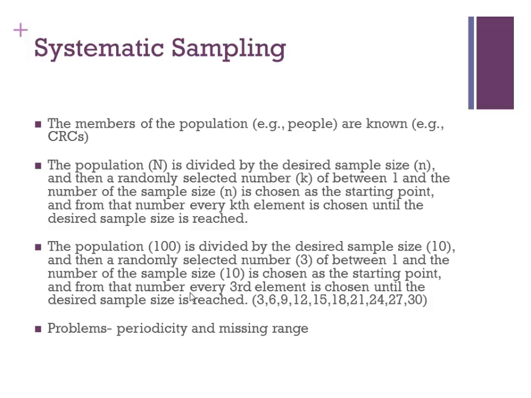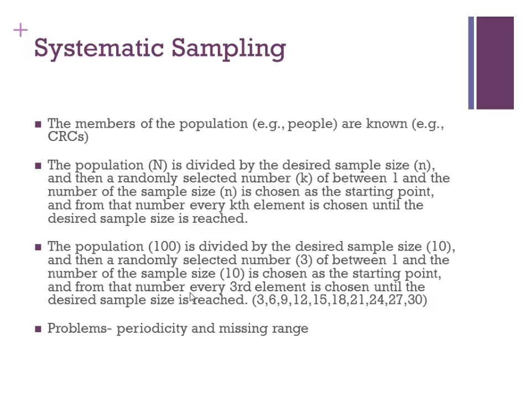I would line up all the names of the CRCs in Kentucky, or if I have a number for each of them, I would line up those numbers from 1 to 100. And beginning with number 3, because that's the random number that we selected, I would take the third person, and then I would take every third person until I had selected my sample of 10 people. So the sample would be number 3, number 6, number 9, number 12, and so on until we got to 30 and we had 10 people.